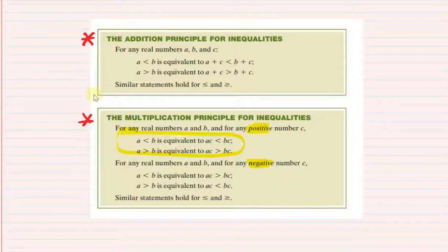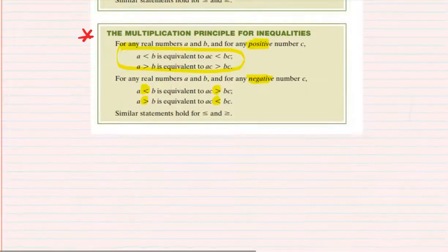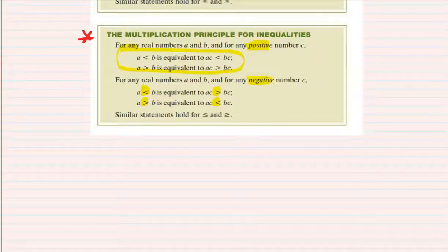On the other hand, if I multiply an inequality by a negative, or divide by a negative, notice the direction changes from less than to greater than. And if it's greater than, it changes to less than. So keep those in mind, please. Multiply or divide by a negative, we need to change the direction of the inequality. Now, the reason for that is pretty straightforward. Let me use an example to illustrate the reasoning behind it.